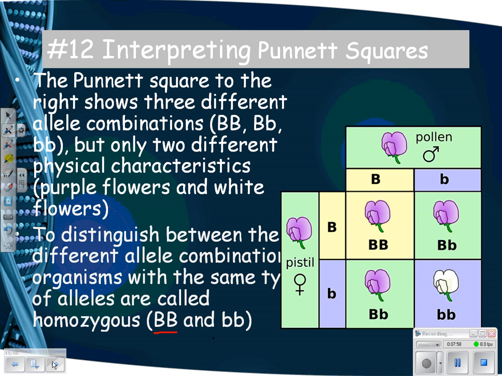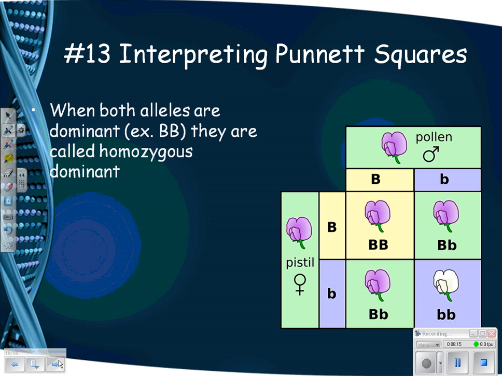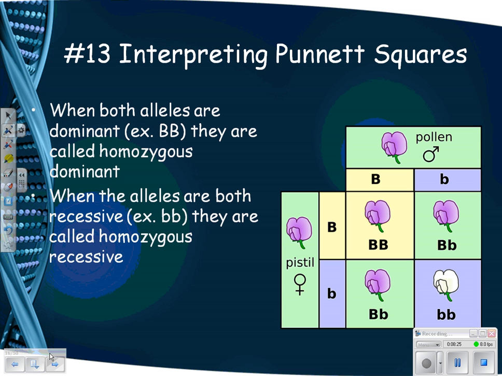So question number 12 for slide number 3: what does homozygous mean? It means the two of the same alleles. Homo means the same, zygous means alleles. So when both alleles are dominant, they are called homozygous dominant. And when they are recessive, we call it homozygous recessive.